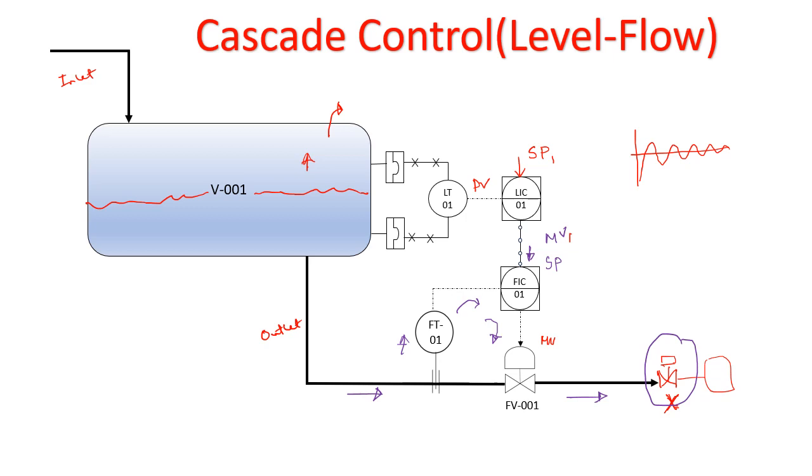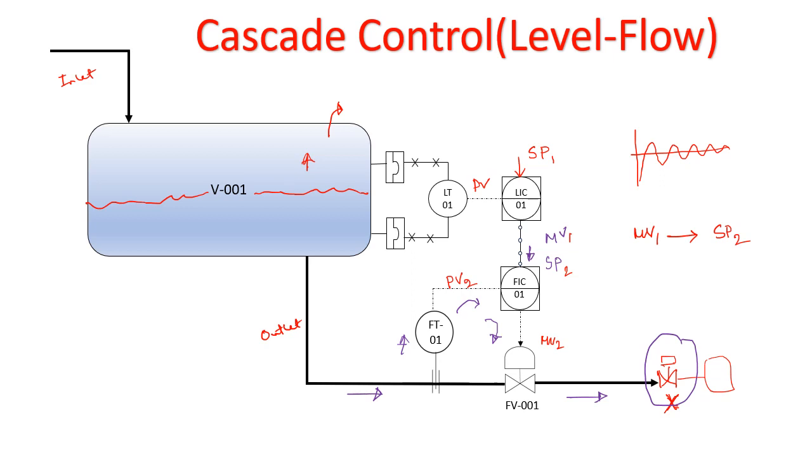Okay, and it becomes the set point. So this becomes SP2, this becomes PV2 and this becomes MB2. Okay, so the output of the first controller, that is MB1, becomes the set point of the second controller, right? So basically, we are trying to maintain the level, but we are doing it through the flow because flow is much more responsive to the downstream disturbances.